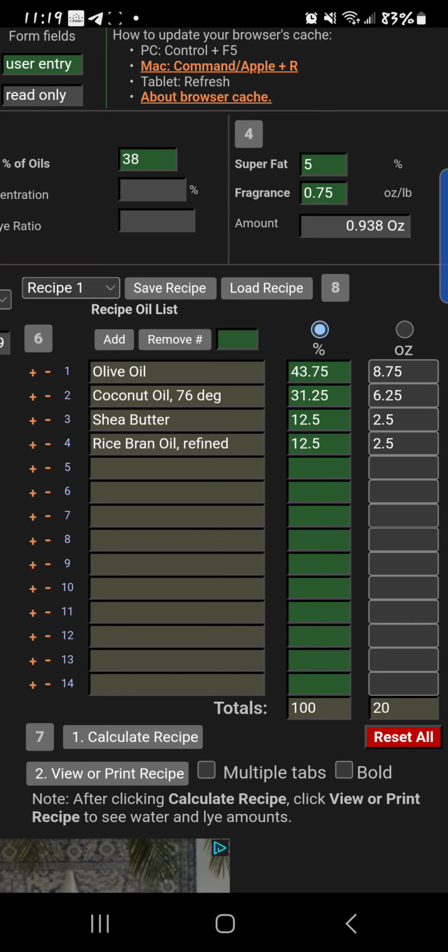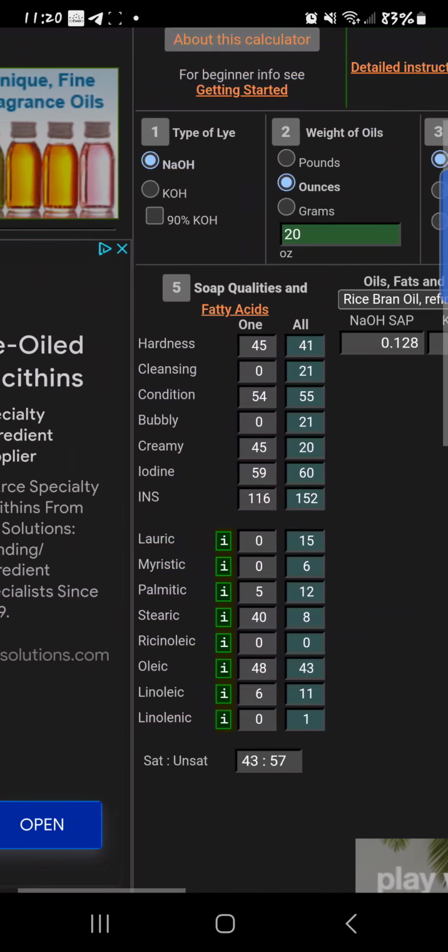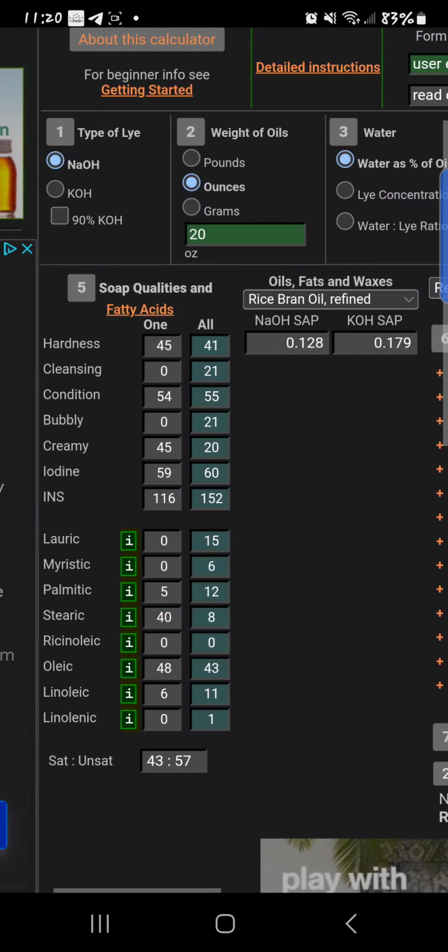So now if you look over into the ounce section, it filled that in for me. So I don't have to guess what 43% of 20 ounces is. It's telling me 43.75% of 20 ounces is 8.75. 31.25% of 20 ounces is 6.25. 12.5% of 20 ounces is 2.5 ounces. And then if you look at the bottom underneath, when they total it all up, it should total to 20 ounces, which is the ounces of oils in our recipe.